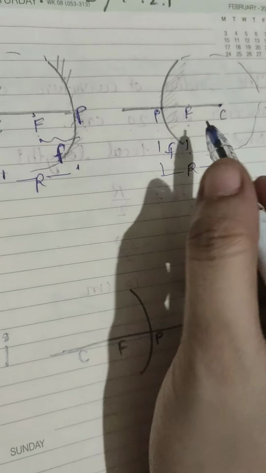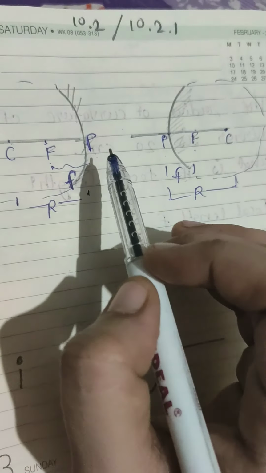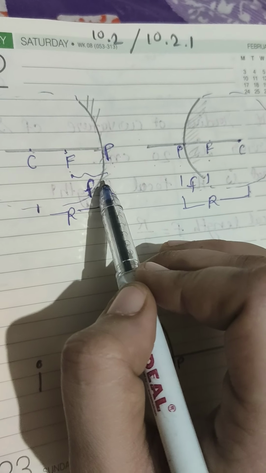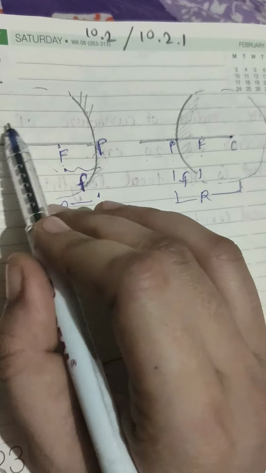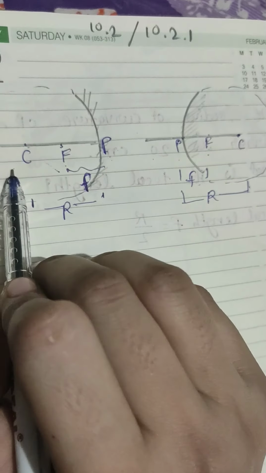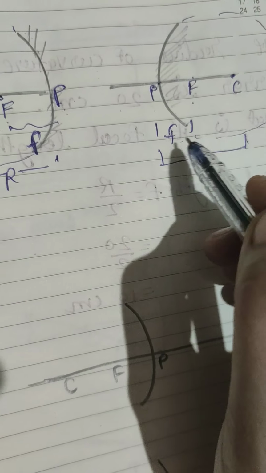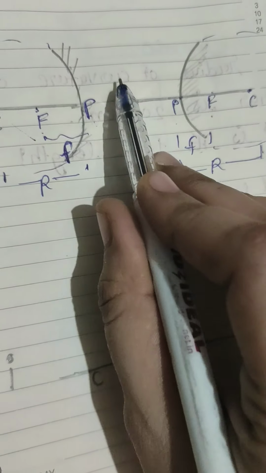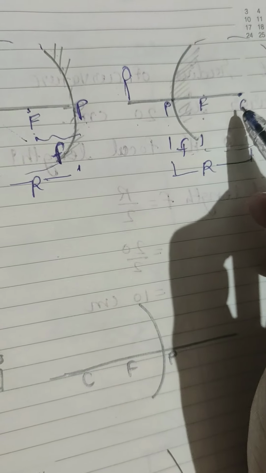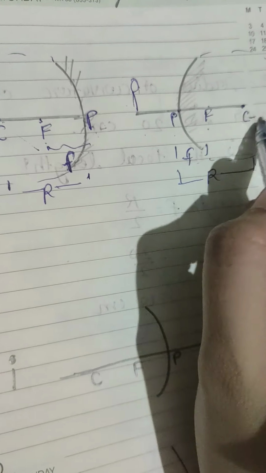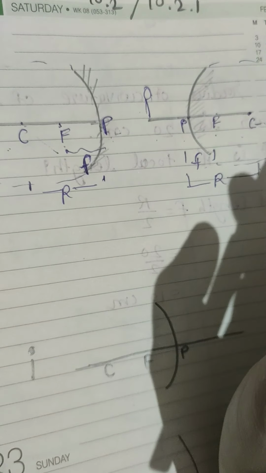Students, one thing: in a concave mirror, the image formed is real because it is on the same side as the source. Here in the convex mirror it is virtual, because the source of light is on this side and image formation is on the other side. Both sides are different, so it is virtual.